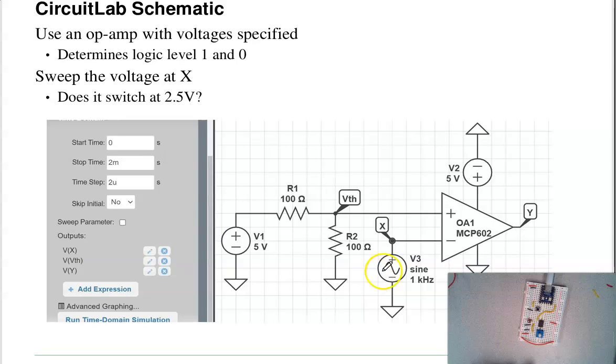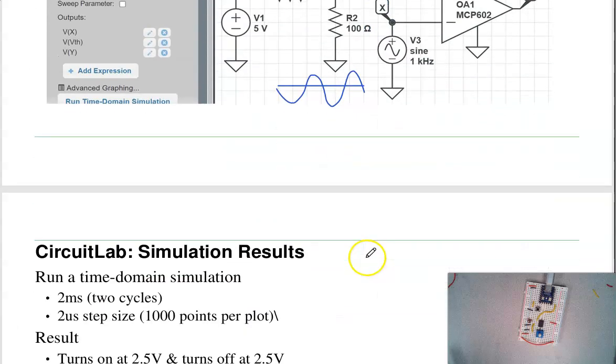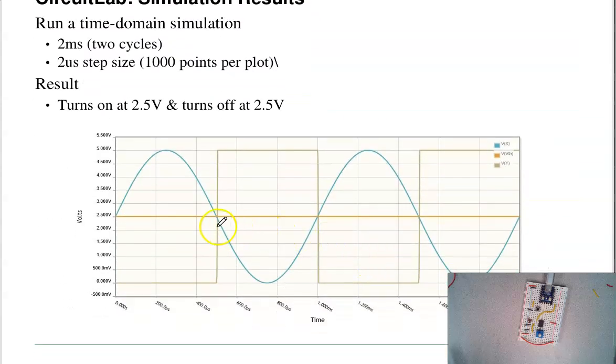In CircuitLab, I can check my design. Here's my 5-volt signal. That's my 2.5-volt reference. I'm going to have B3 be a sine wave that goes above and below 2.5 volts. So this has the DC offset and goes up and down above and below 2.5 volts. What I want to see is whether the output switches between logic 1 and logic 0 as X goes above and below 2.5 volts. And what that looks like is this.